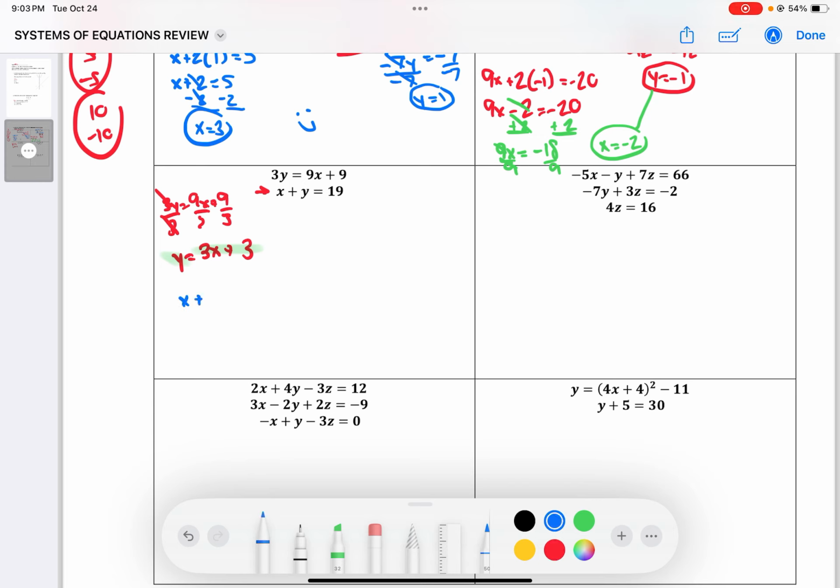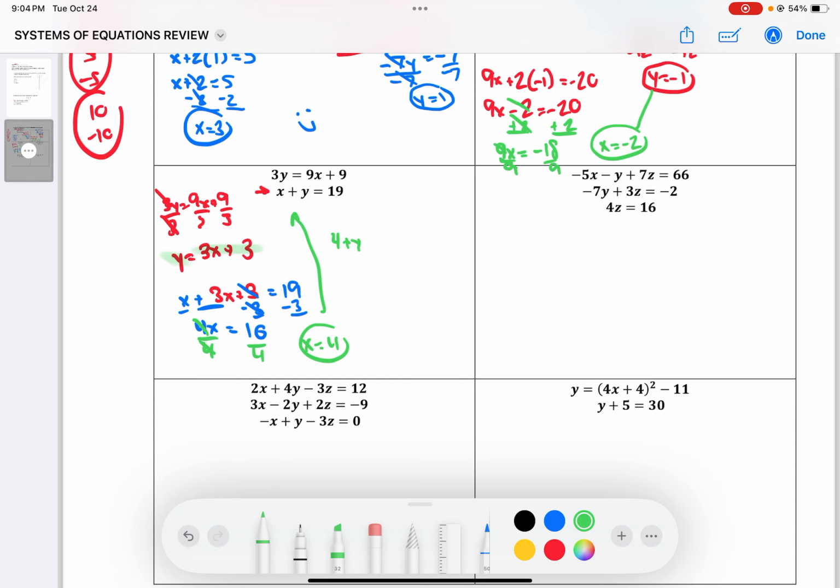x plus y equals 19. Well, okay, let's combine terms. x plus 3x is 4x. And let's also take away 3 from both sides. 19 minus 3 is 16. And then we have to divide by 4. Hopefully I didn't lose anyone by doing more than one step there. 16 divided by 4 is 4. So x is 4. Then there's a very easy plug-in here.